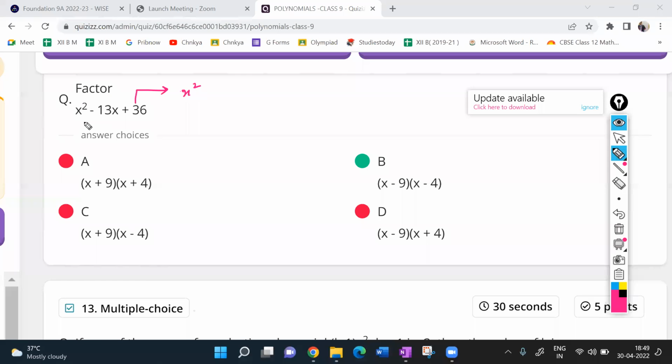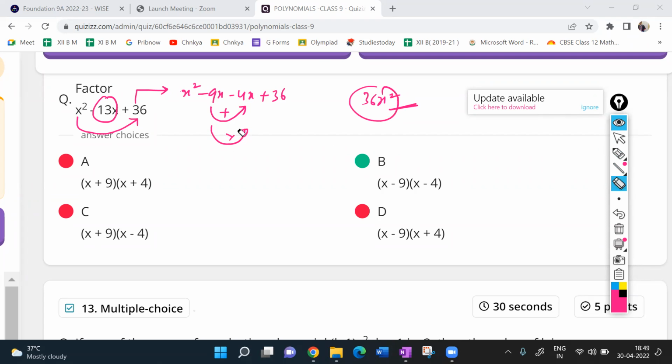So first of all, we'll multiply these two, beta. What I'm getting here is 36x square. So the middle term you have to split in such a way that you are getting the product as 36x square and the sum as minus 13x. So minus 9x minus 4x, correct? Now look at this sum. If I add these two, I'm getting minus 13x. If I multiply these two, I'm getting plus 36x square. You have to take it that way, correct?